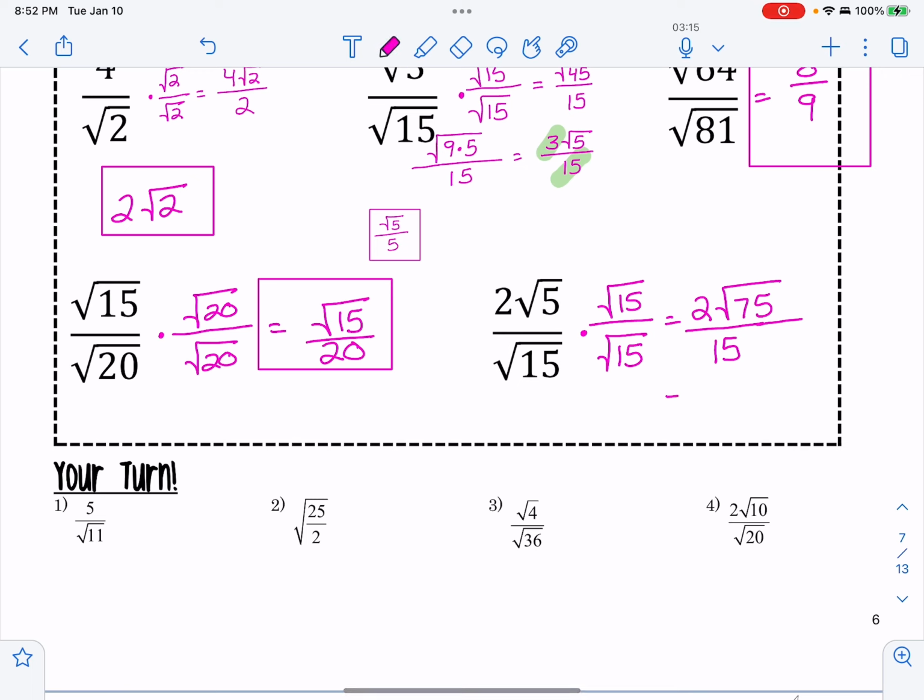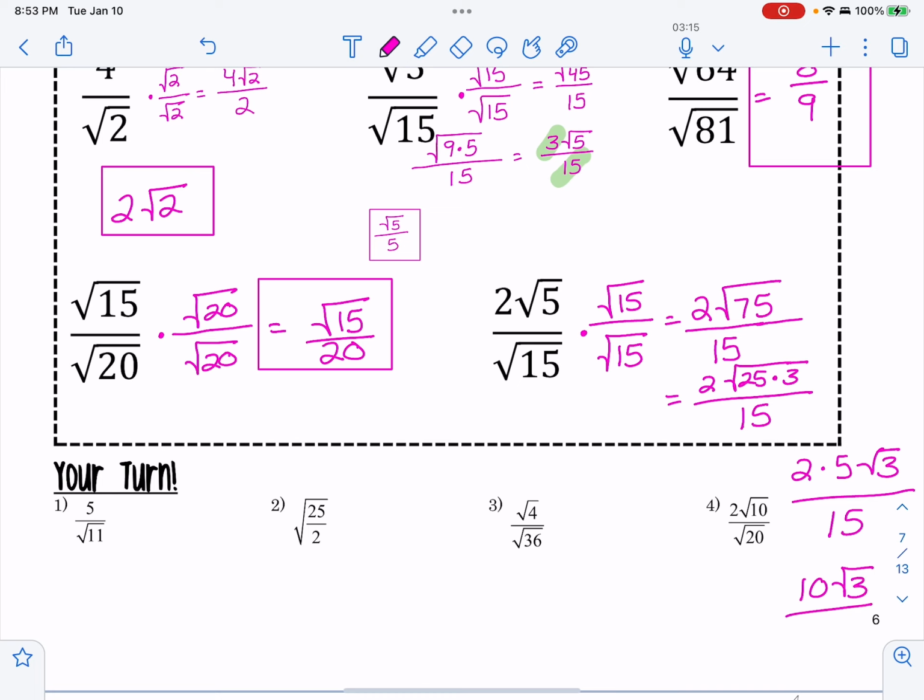So that's going to be 25, the greatest perfect square, times 3. And then, stay with me here. Square root of 25 is 5. All that over 15. Then I have 10 times the square root of 3 over 15. I am not quite done. Goodness, I'm running out of space here.